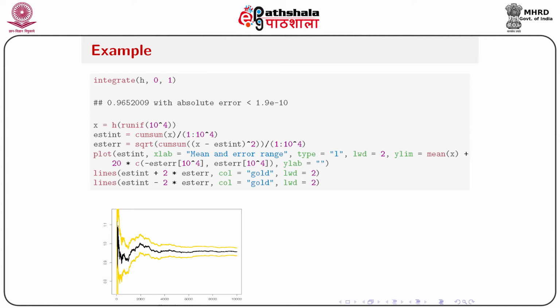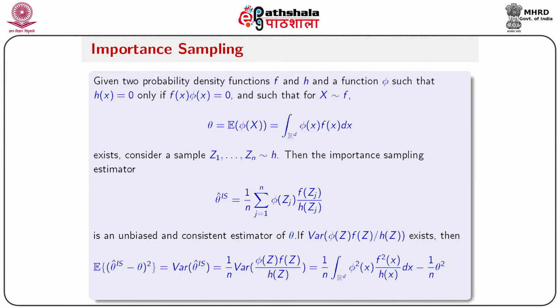Now we'll see how to use importance sampling in R. Before that, let's get some basic idea about importance sampling, just recalling the concept of importance sampling in the MCMC context. Given two probability density functions f and h and a function phi such that h(x) equals 0 only if f(x) times phi(x) equals 0, and such that x follows f, then theta equals the expectation of phi(x), which is the integration over R to the power d of phi(x) f(x) dx, exists. Consider a sample z1, ..., zn from h.